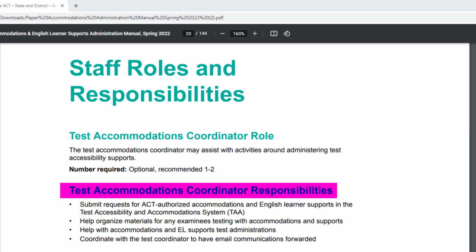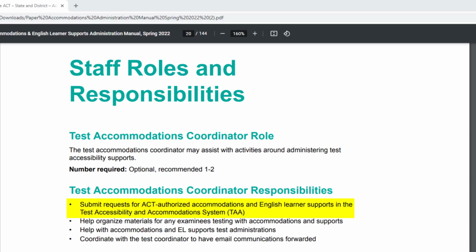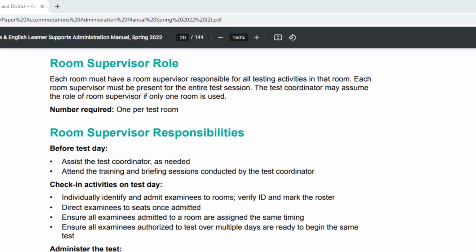Test accommodations coordinator responsibilities. Submit requests for ACT authorized accommodations and English learner supports in the Test Accessibility and Accommodations System, TAA. Help organize materials for any examinees testing with accommodations and supports. Help with accommodations and EL support testing administration. Coordinate with the test coordinator to have email communications forwarded.